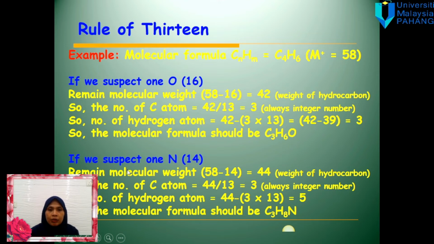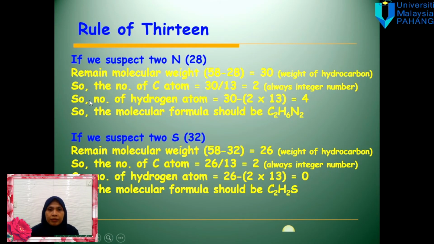If we suspect our molecule to have one nitrogen, we deduct the nitrogen atom mass of 14. So 58 minus 14 becomes 44. This 44 we divide by 13, so we get 3 as the integer n value. Next we find the R value, which is 44 minus 3, which is n, times 13, so we get 5. Then the value of m is n plus R, 3 plus 5 becomes 8. So the molecular formula for our compound will be C3H8N. That's the example for the Rule of 13.